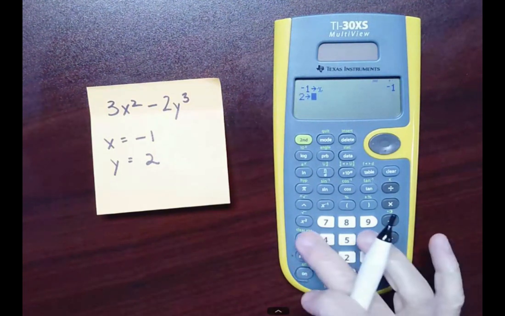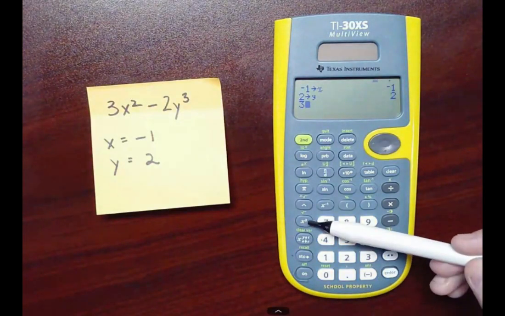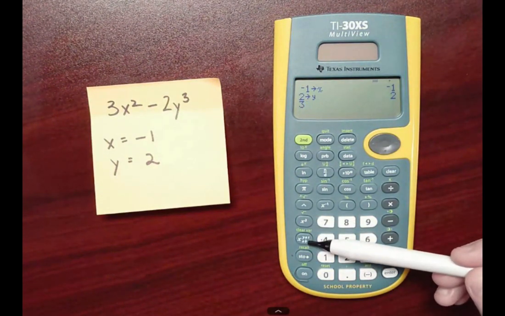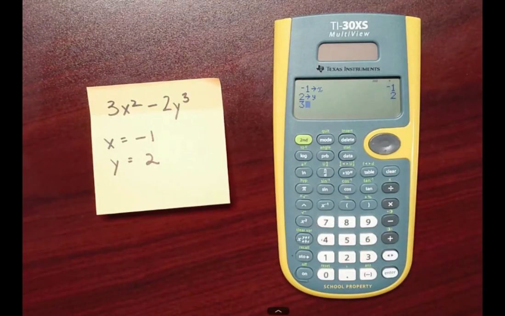2 store 1 for x, 2 for y. And now I can see that I have -1 stored for x and 2 stored for y. We're going to type in the problem 3x squared. Now one mistake I see students make is they'll just do 3 and then they'll hit this x squared button. You have to put the variable x there before you put the x squared to put the exponent.